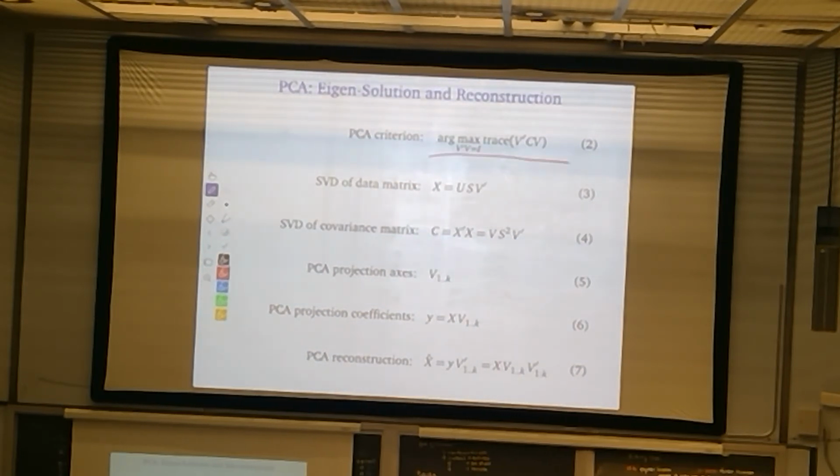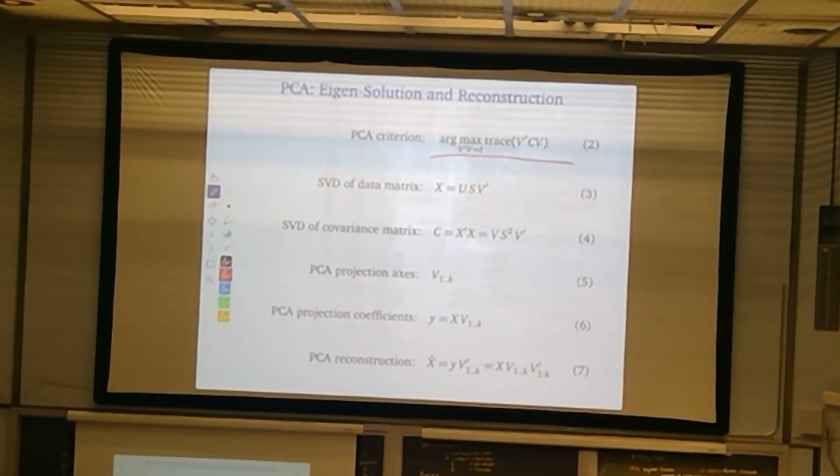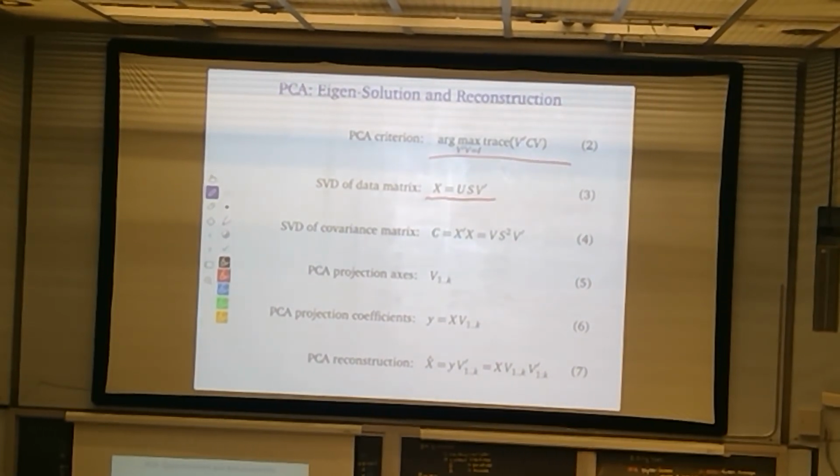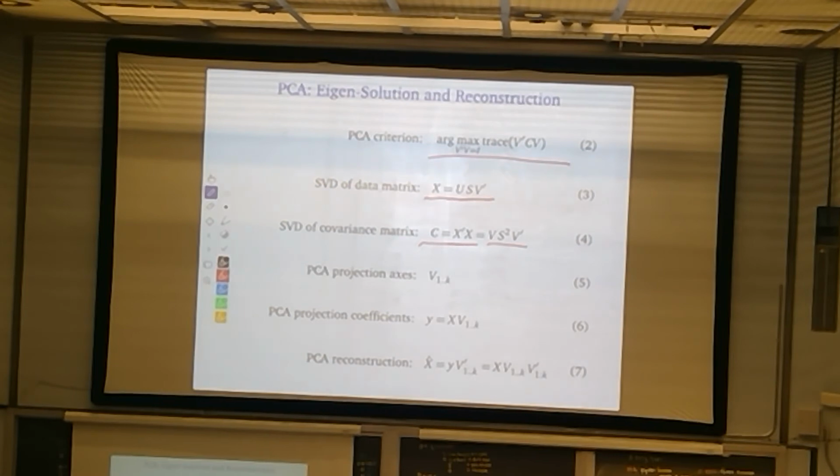Starting from this PCA criterion, we can decompose the data matrix into its SVD. And then the covariance can be expressed using the right singular vectors. For the PCA projection axes, we have derived that the first K PCAs are simply the top K eigenvectors of the covariance matrix, because essentially the PCA criterion, the Rayleigh quotient, is with respect to the covariance matrix. Okay, so V is the eigenvector of the covariance matrix.